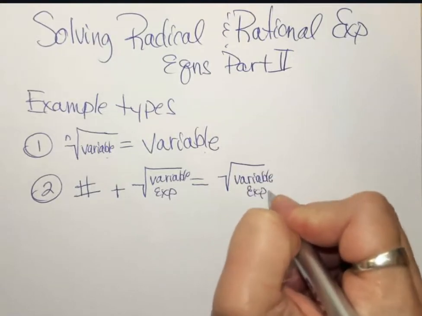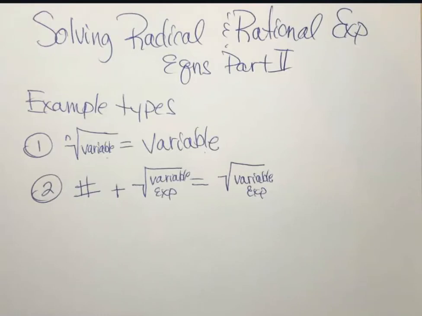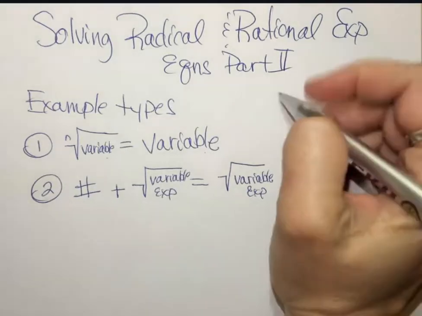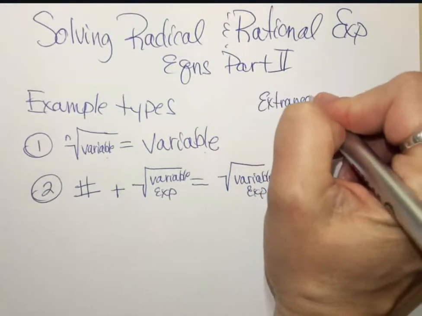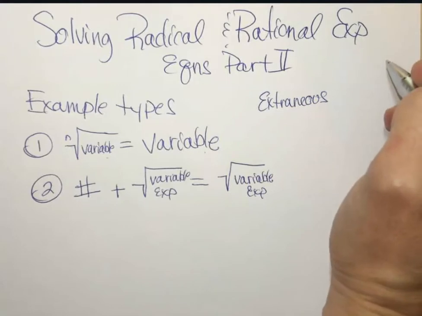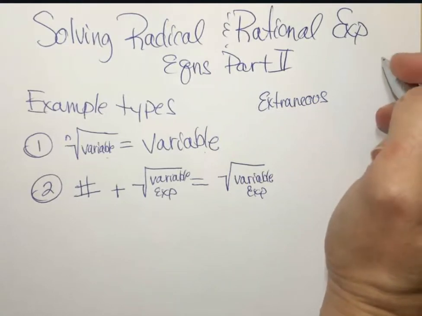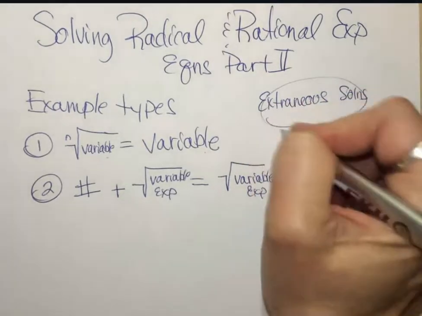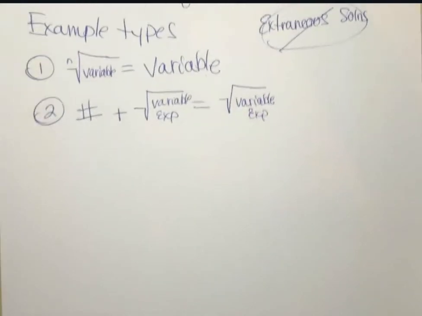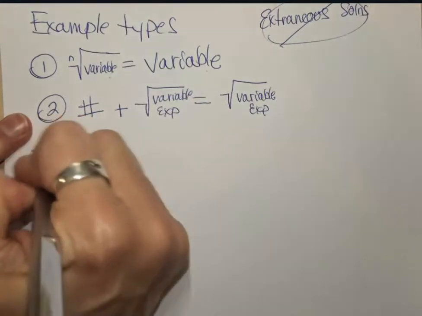They have two different types. These types of equations, we really have to make sure that we don't have extraneous solutions. Remember, extraneous solutions are solutions that don't work. So we need to check for that. So we're going to do example number 1.